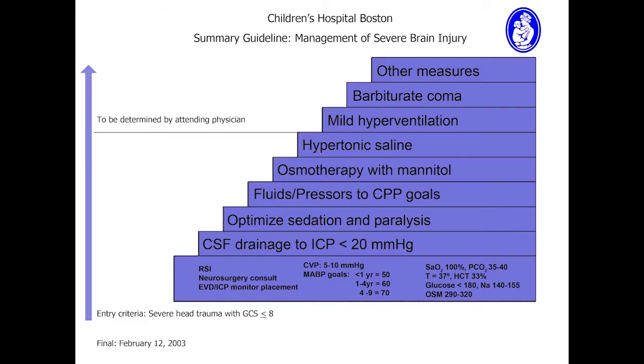So here you can see is a stepwise medical management of traumatic brain injury that has been developed here at Boston Children's Hospital. And we're going to go through this step by step. So here you can see on the base of the pyramid are going to be strategies that we'll employ up front. And as our brain injury worsens or we're unable to decrease the intracranial pressure, we're going to take steps up this pyramid and employ additional management to try to decrease the intracranial pressure.